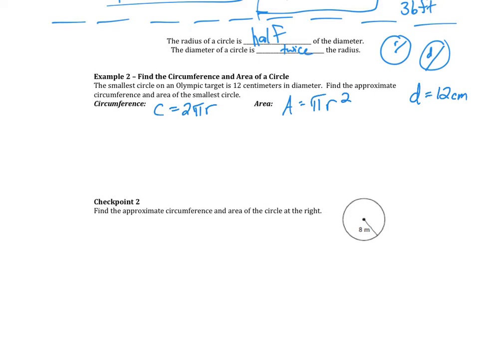So the one number we have to know is what is the radius. And they don't tell us that. But we do know the diameter is 12. So what that means is the radius is 6. That means the circumference is 2 times pi times 6. If you type in your calculator, it'll be about 37.7 centimeters.